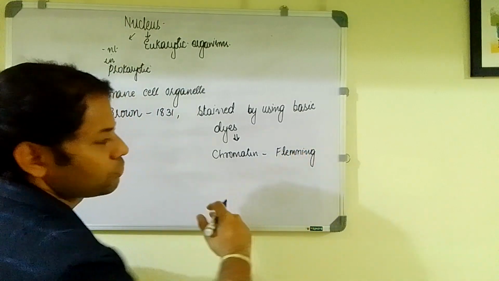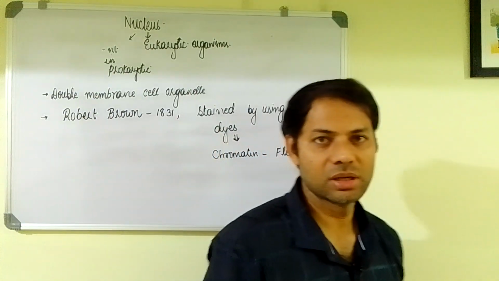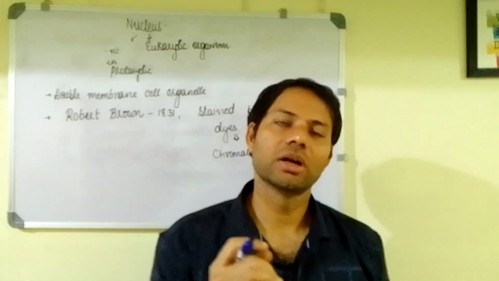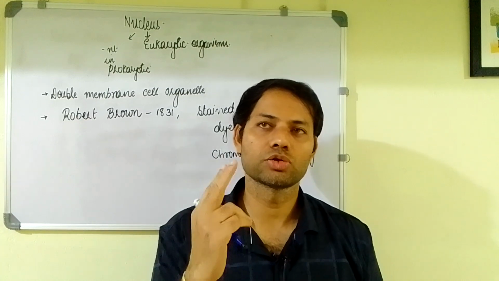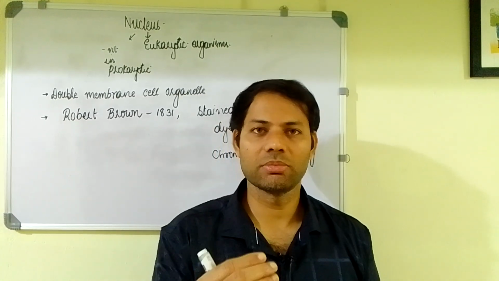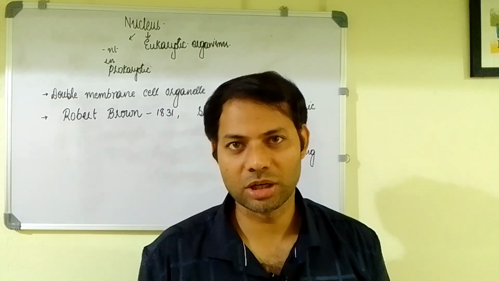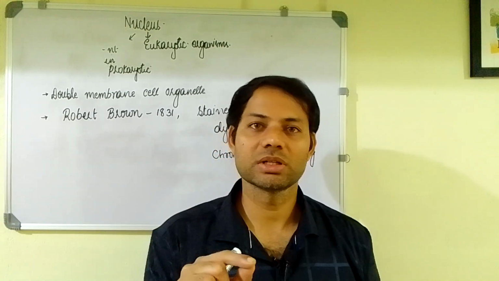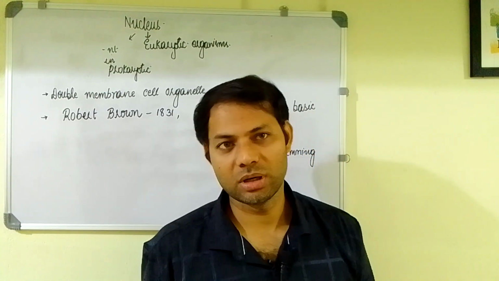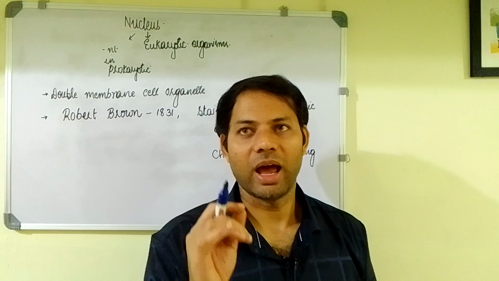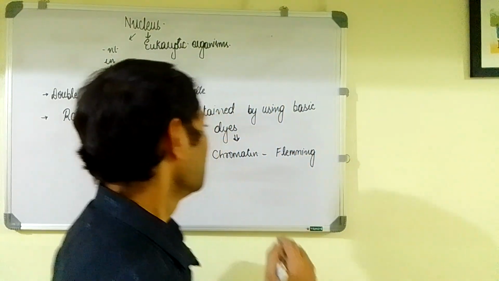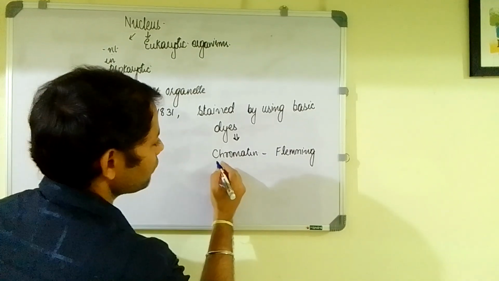So we'll be coming across two scientists in the entire content of the nucleus in the NCERT. The first scientist is Robert Brown, who described the nucleus in 1831, and the material present in the nucleus was stained using basic dyes, very important, using basic dyes, and it was named as chromatin by a scientist called Fleming.